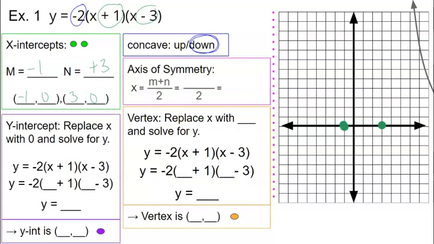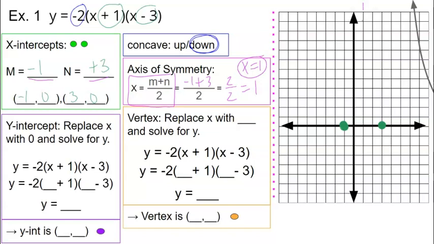And to do this, we're going to use this equation of x equals (m plus n) divided by 2. So it's a very simple, straightforward formula. We take our m value, which is -1, plus our n value, which is +3. -1 plus 3 is 2. 2 divided by 2 is +1. So our axis of symmetry would be x equals 1.